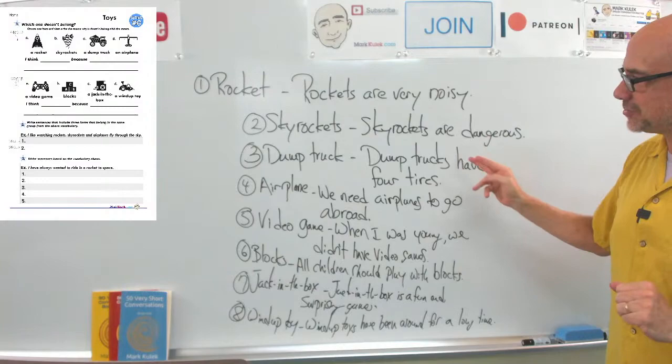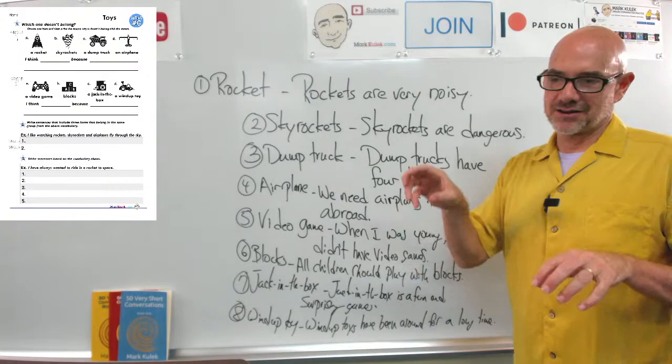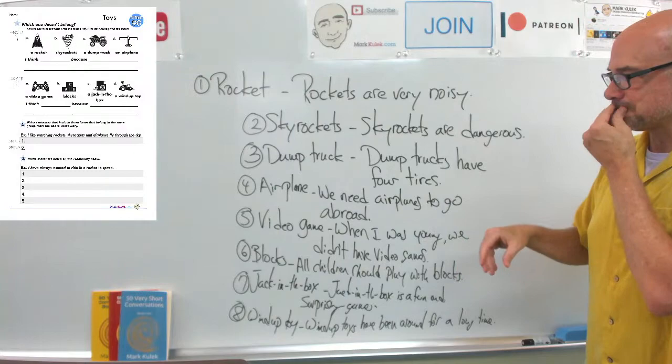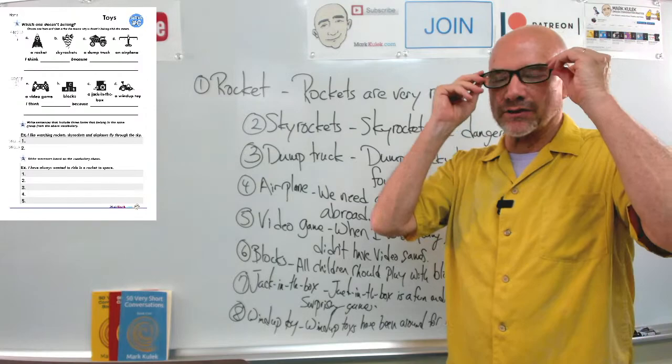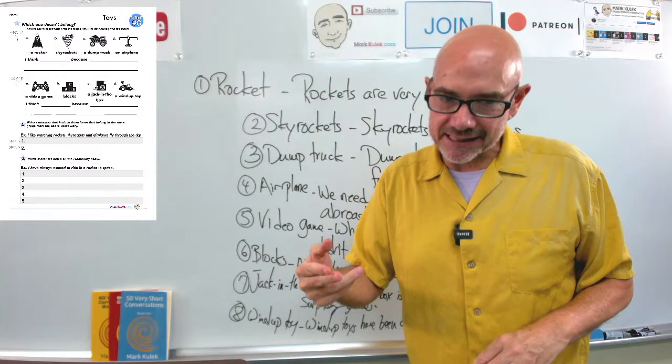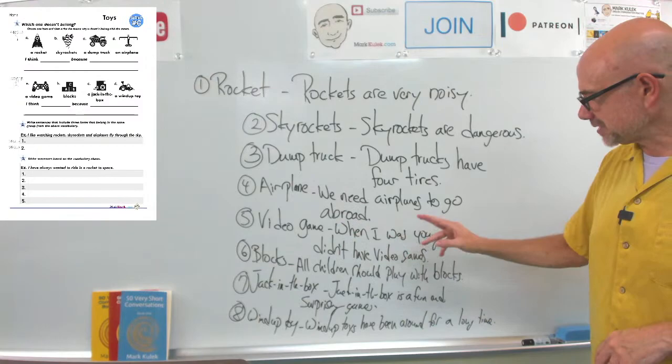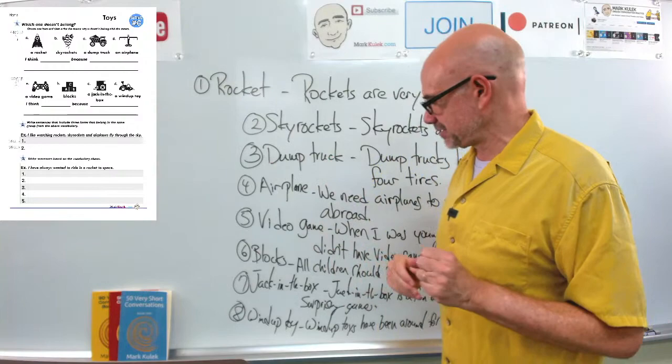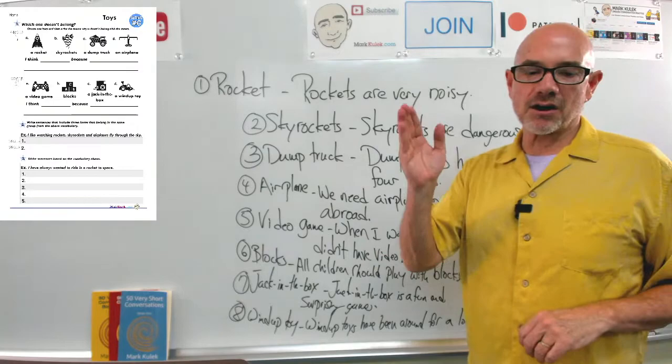Dump trucks have four tires, right? Two in the front, two in the back. Airplane. We need airplanes to go abroad, right? So if you want to go from one country to another country, in most cases, you have to take an airplane. Video game. When I was young, we didn't have video games. When I was young, there were no video games. Blocks. All children should play with blocks because it's good for their development, good for their brain.